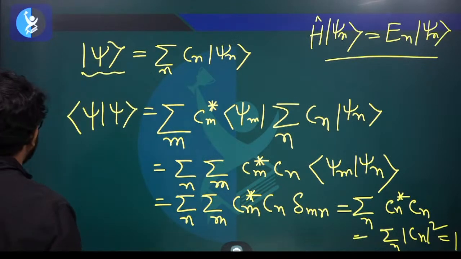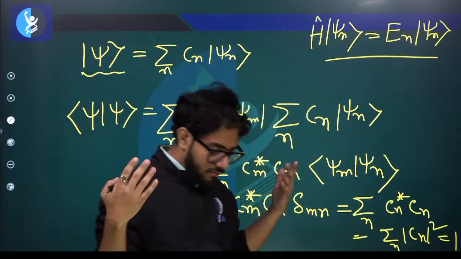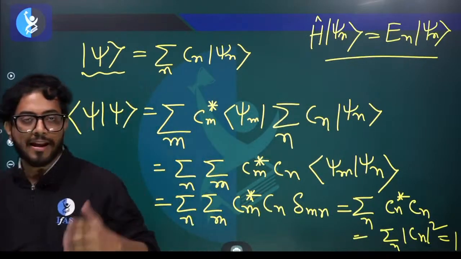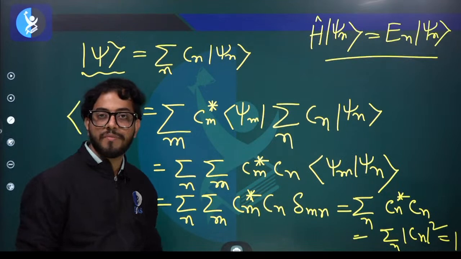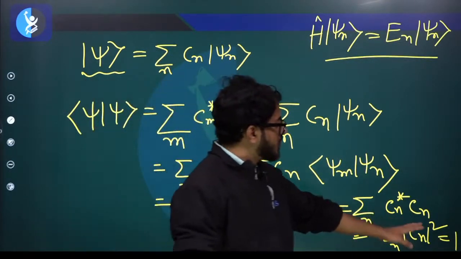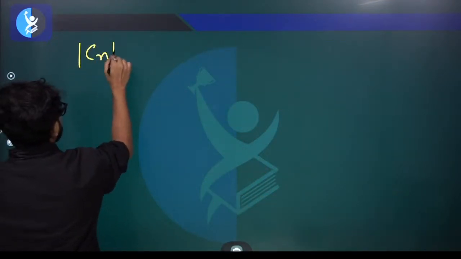Okay. So for any arbitrary wave function which my system has chosen, it has to be normalized, and that's why I can definitely write it as a linear combination of the eigenvectors of the Hamiltonian of the system. Then I can write it like this. So of course, this would be equal to 1. So sum over n of cn square is equal to 1.